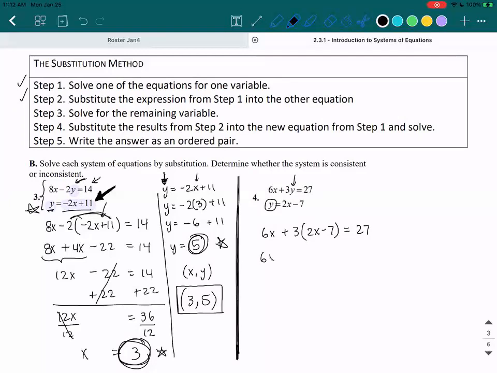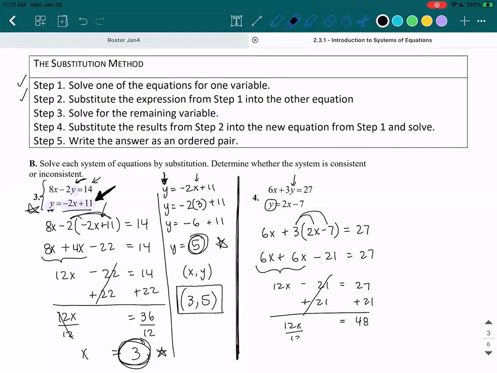Solve. So we got 6x plus distribute. 3 times 2x is 6x. And 3 times negative 7 is a minus 21. And then combine like terms. Oops, that's not equals. And then we're going to add 21. Cancel. And then you just divide by 12 because the x had 12 being multiplied to it.